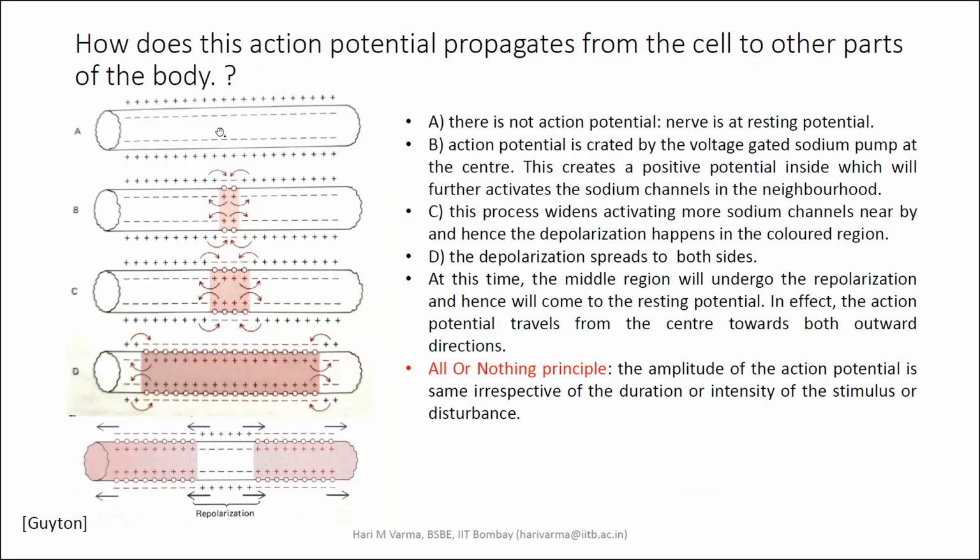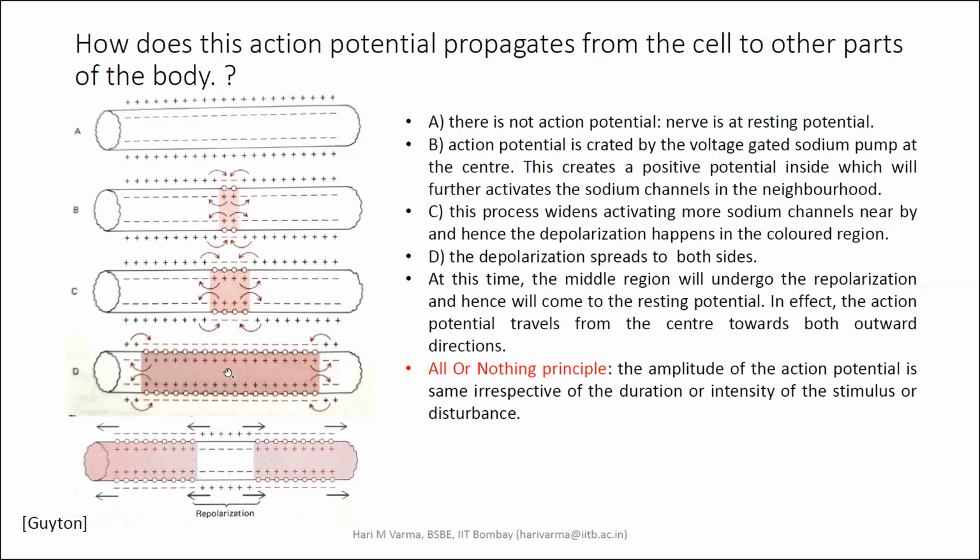If you look at this nerve fiber, suppose at the center. In the first figure, A, there is no action potential happening. In B, there is an action potential happening at the center, so that the interior will become more positive compared to outside. But when the interior becomes more positive, it will trigger more sodium channels to open in the neighborhood, so that it will slightly spread, as in C, right? Then these will trigger more and more sodium channels in the neighborhood, as in D. So the depolarization spreads like this.